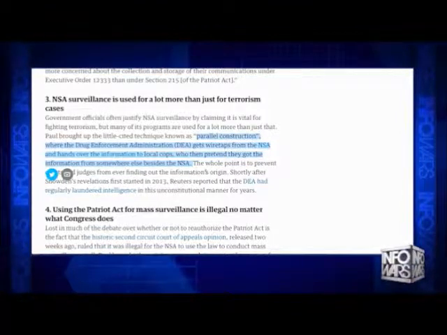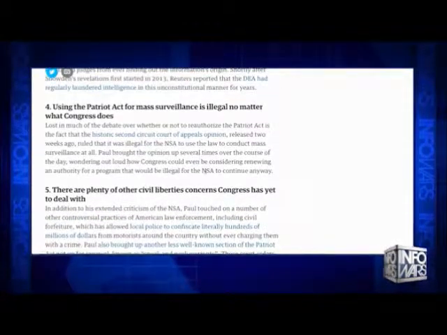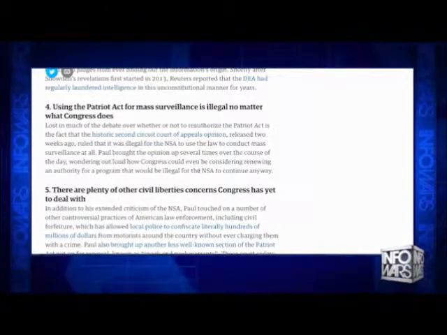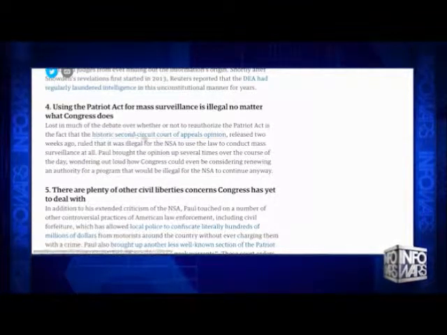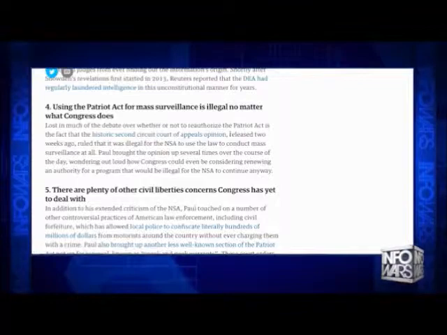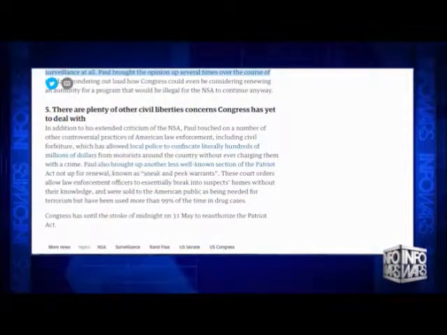Paul also points out how using the Patriot Act for mass surveillance is illegal no matter what Congress does. Just 2 weeks ago, the Second Circuit Court of Appeals ruled that it was illegal for the NSA to use the law to conduct mass surveillance at all. So Paul kept bringing up the fact, why is Congress even considering renewing an authority for a program that would be illegal for the NSA to continue anyway? Absolutely absurd.